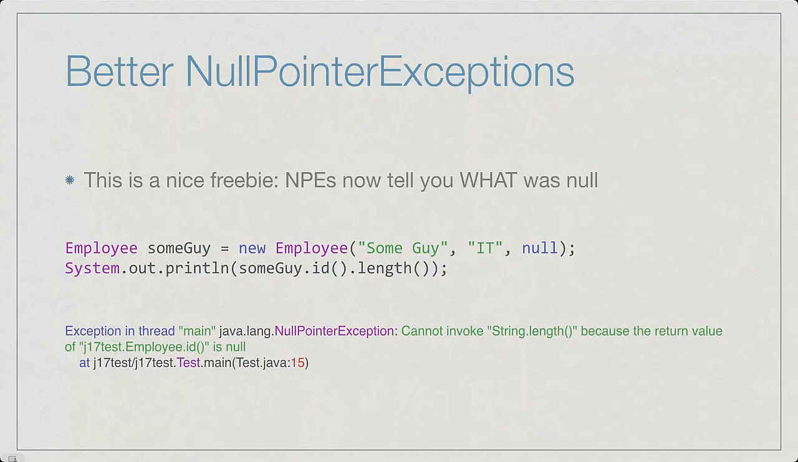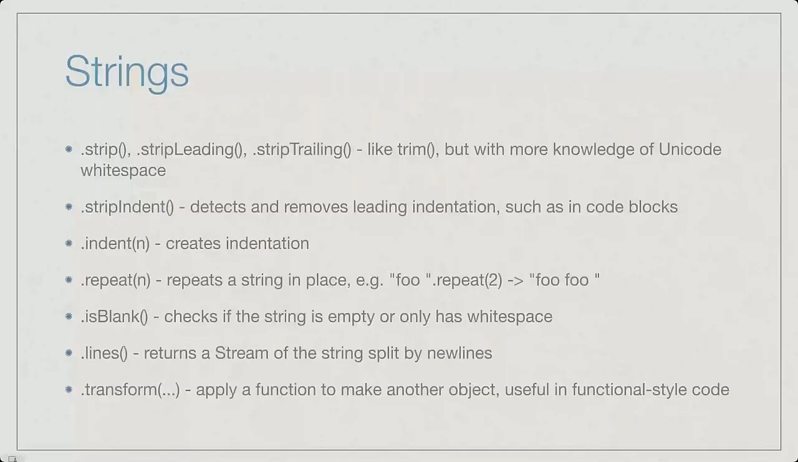Now, next up are a bunch of nice little methods on strings, which is actually kind of a change of pace for Java. For a long time, Java was not big on niceties and syntax sugar, but they kind of changed their pace recently. This is just a list of some neat stuff. For example, there are better versions of trim.